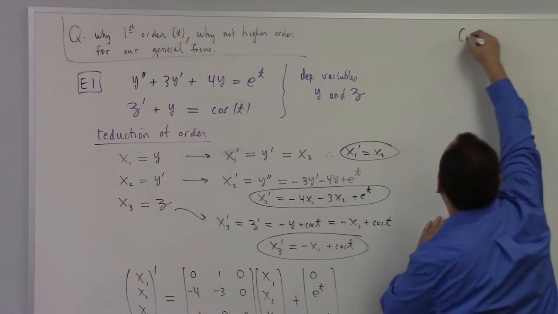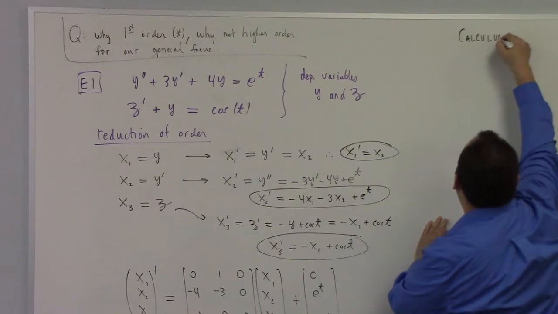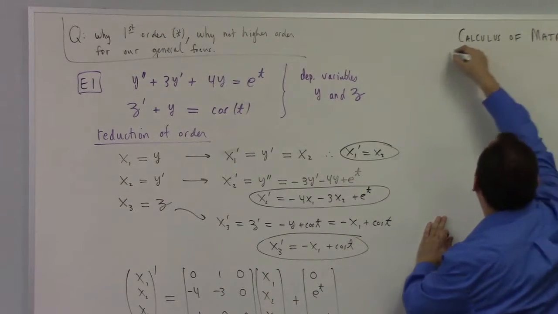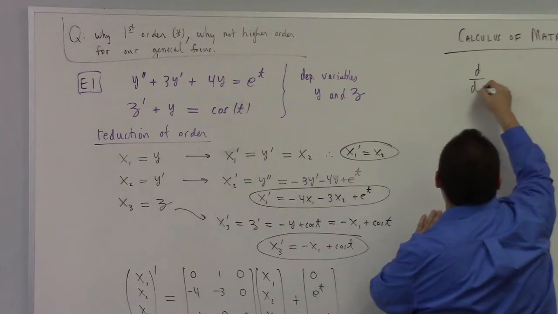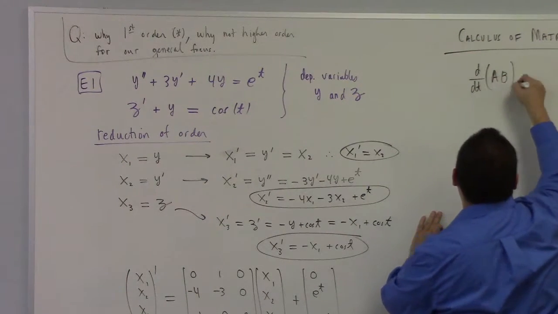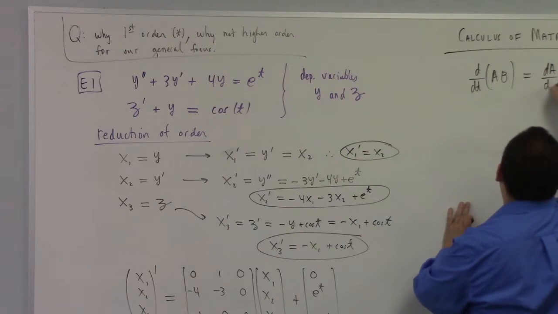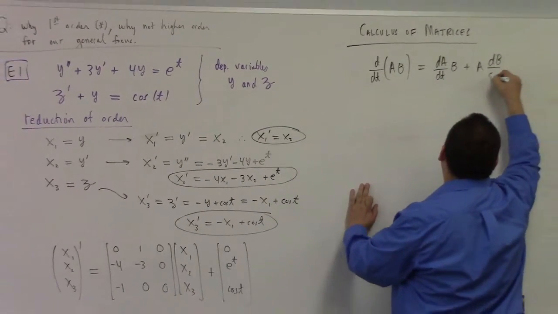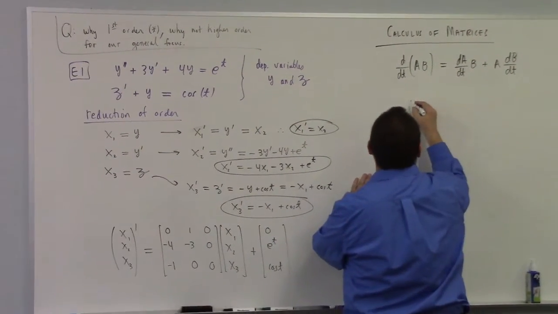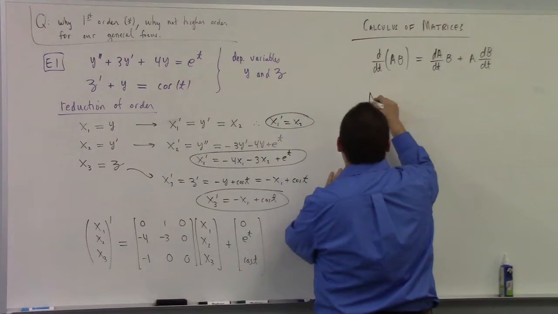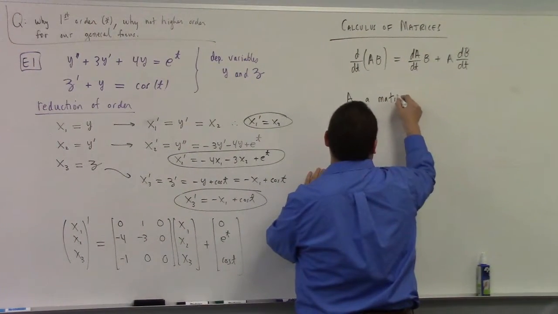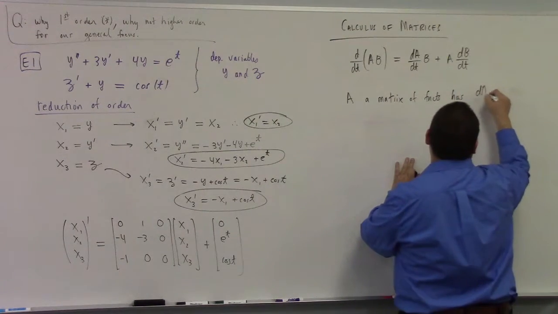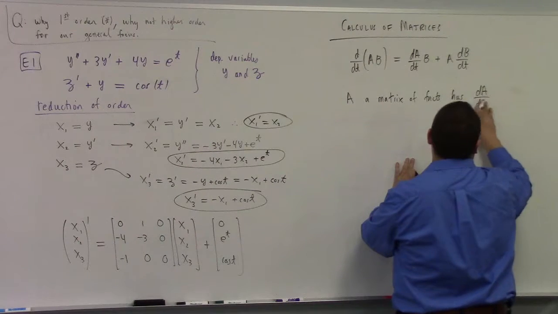So a little bit more on the calculus of matrices. Check this out. If we take the derivative with respect to time of A times B, it works out to dA/dt times B plus A times dB/dt. Now you're like, hold on a second, how do you differentiate? What do you mean dA/dt? What is that? So here, a matrix of functions has dA/dt.